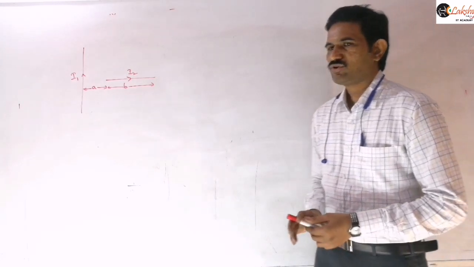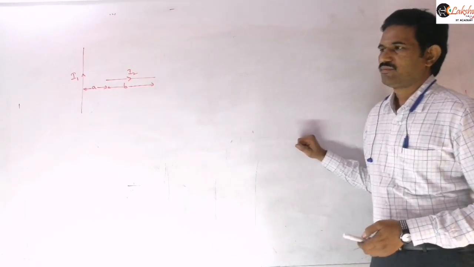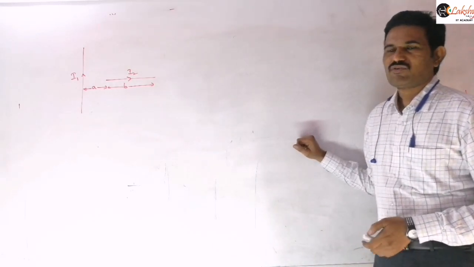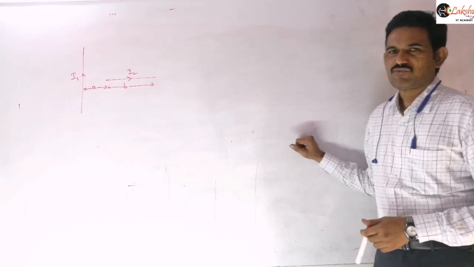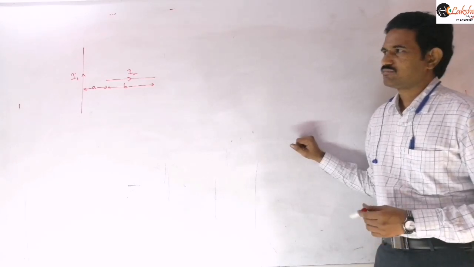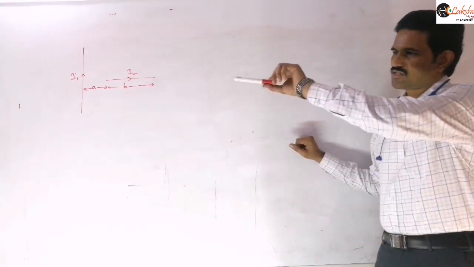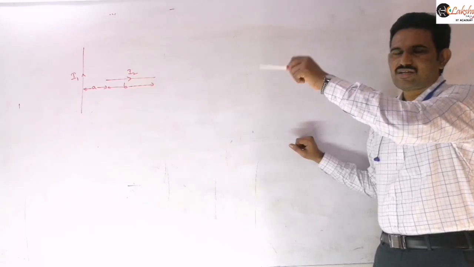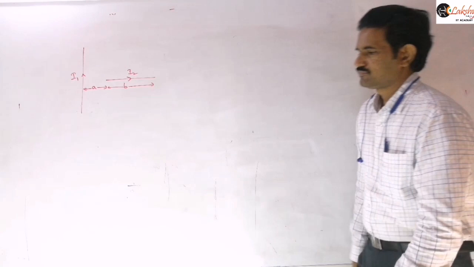If this wire is free to move, then which type of motion can it execute? That means whether this wire moves translationally, or rotationally, or oscillationally. So like that we need to answer that.